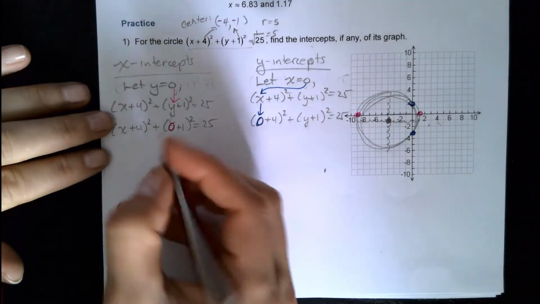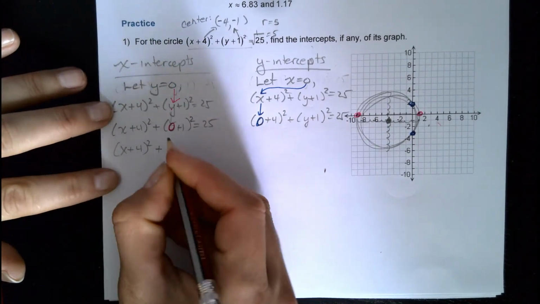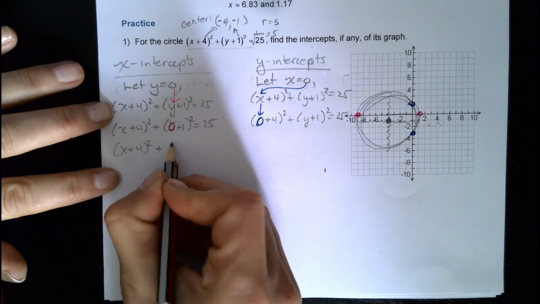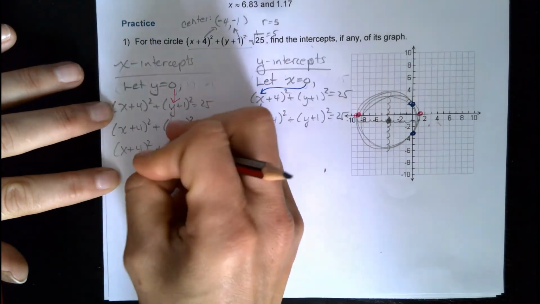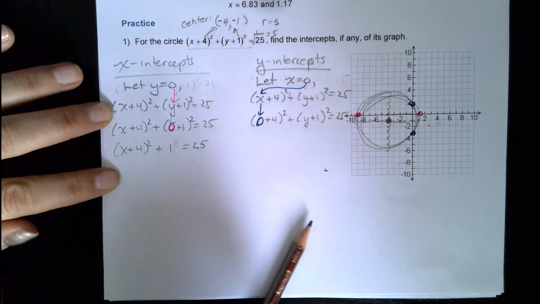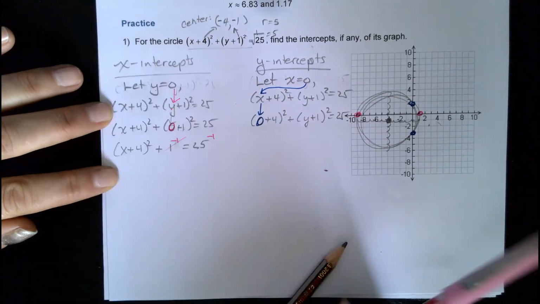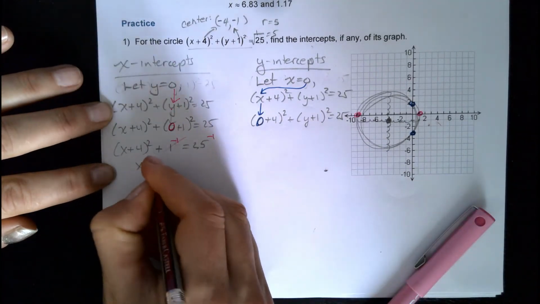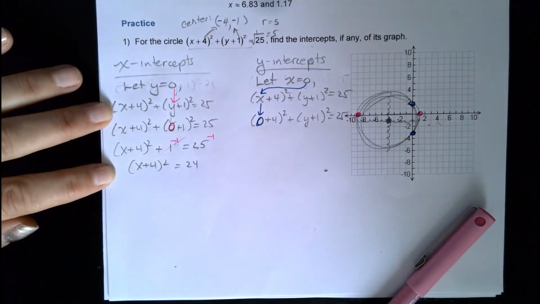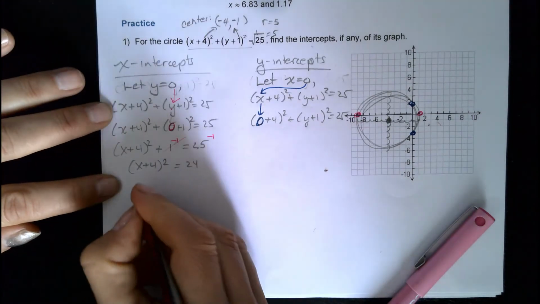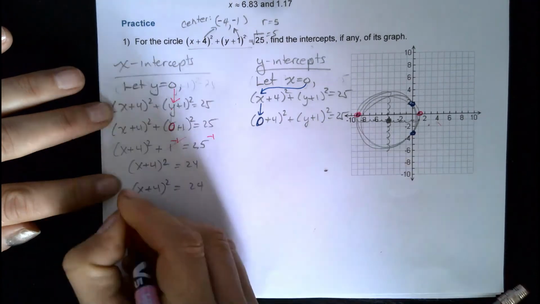Okay? So x plus 4 squared. 0 plus 1 is 1, so that's 1 squared. Well, 1 squared is just 1, so we can just leave it as 1. But now I need to get this by itself. So let's take this to the other side. So I'm left with x plus 4 squared equals 24. So to get rid of this squared, we can just take the square root of both sides.